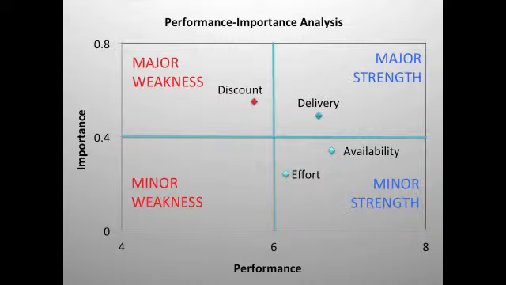Okay, we have two minor strengths. We have availability of coupons and effort to find. So availability of coupons is a little more important than effort to find, and we're performing a little better at it. So that's more of a strength. But effort to find is less of a strength compared to availability because it's not as important to customers and we're not performing as well at it.